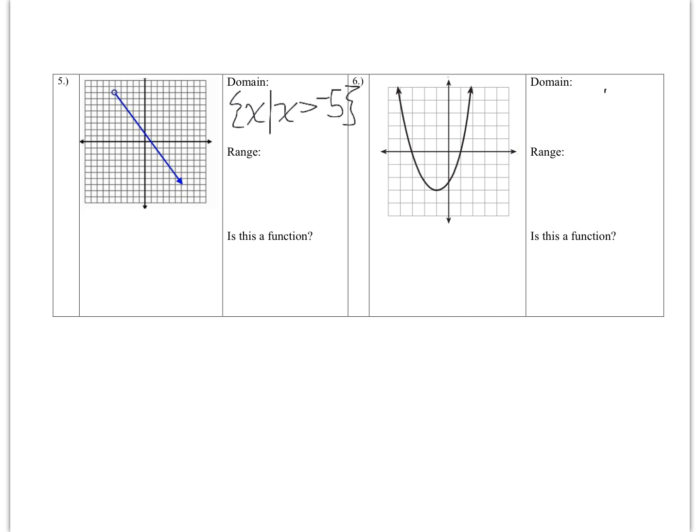Now the y-axis, for the range, you're going to take this point and you're going to slide it over to the y-axis. And what is that point on the y-axis? Well, that goes up 1, 2, 3, 4, 5, 6, 7, 8.